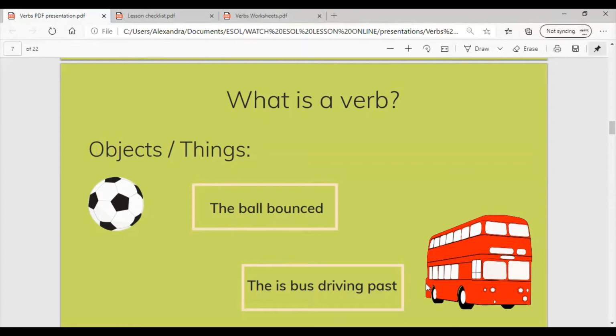And then over here we've got a London red bus. The bus is driving past. So driving would be our verb, because that is what the bus is doing.